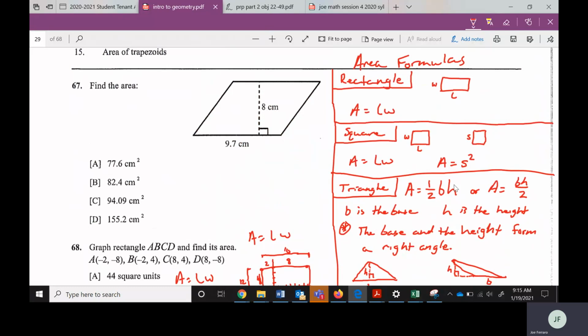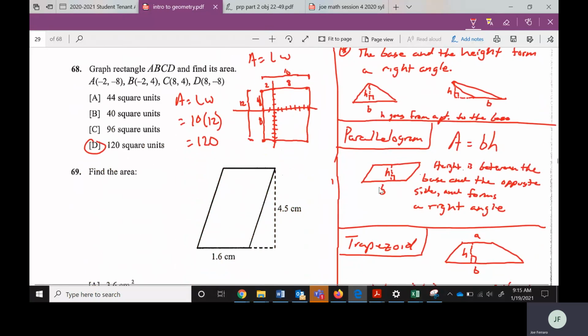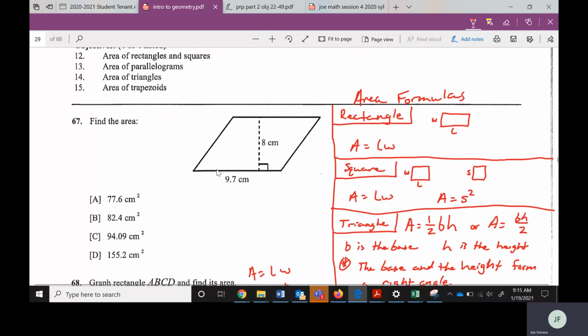Make sure we have what we need. Parallelogram, we need a base and then the height between the base and its opposite. So we have a base and the height here at a right angle. That's all we need. The area is just base times height then. So area here, 9.7 times, remember, next to each other in parentheses just means multiply. So multiply those and you get 77.6. Okay.